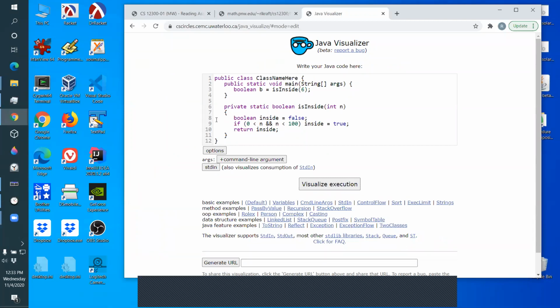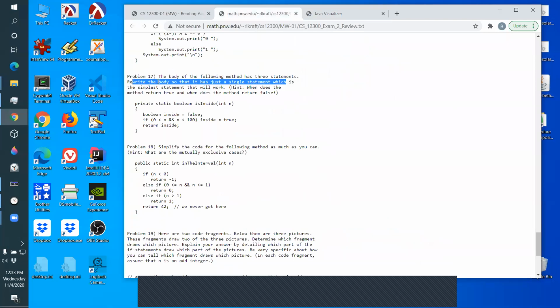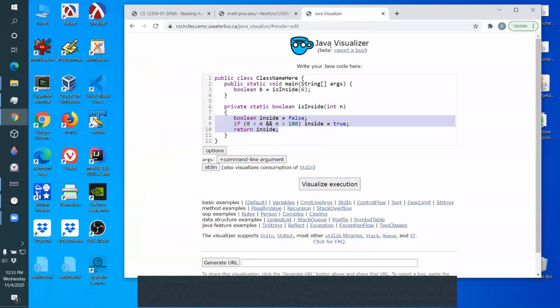Now, notice it's 3 lines of code. It doesn't need to be 3 lines of code. It only really needs to be 1 line of code. So the problem says rewrite the body so there's just a single statement, the simplest statement that will work. So what will be the simplest thing that can work? Let's think about what this does. It's returning a true or false answer. It declares a variable, inside, and makes a guess that the answer is false. It hasn't even looked at this input yet, but it's just going to guess that the answer is false.